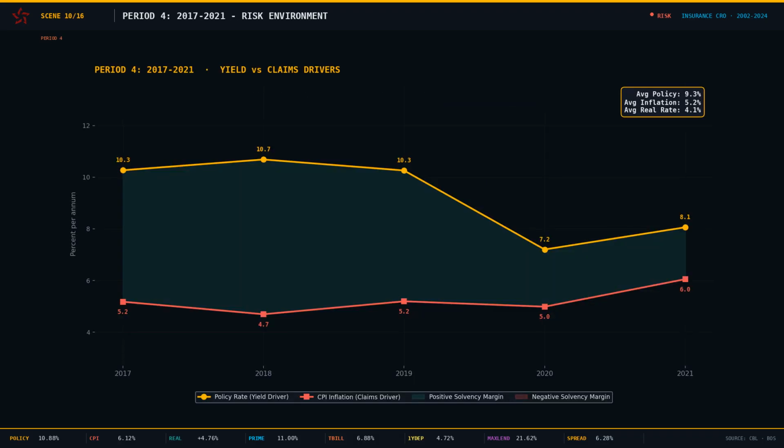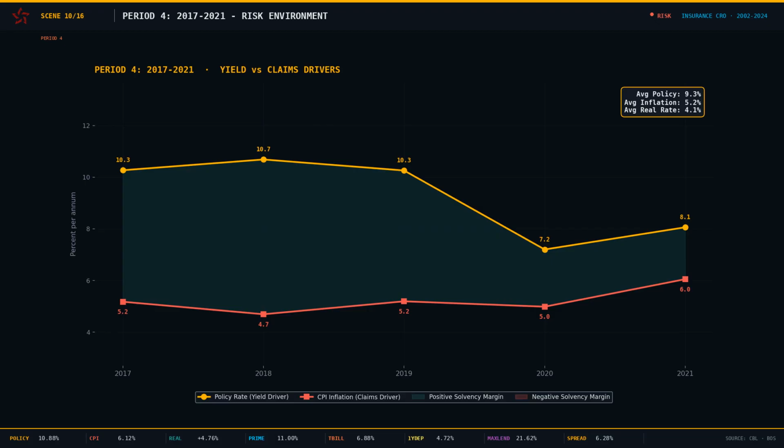Period 4. 2017 to 2021. The policy rate hit its all-time low of 7.2% in 2020. Inflation rose modestly from 5 to 6. The real rate compressed to 2%, then turned negative for 32 months starting May 2020. For an insurer, this was the most dangerous window.